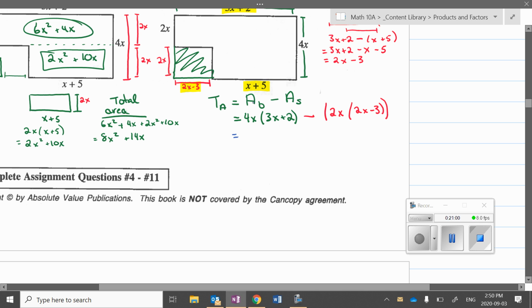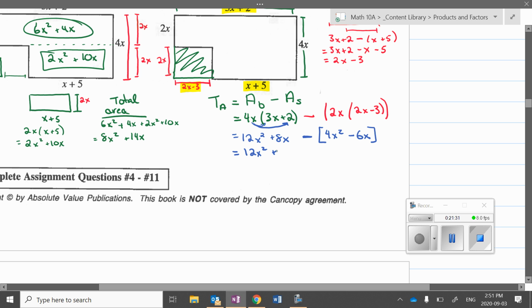So when I'm going to multiply this first piece together, I get 12x squared plus 8x. I'm going to do this in a couple steps because we still have to find the area of our small square. So I'm just going to rewrite that negative sign. And I'm still going to put some brackets in here. 2x times 2x gives us 4x squared. 2x times minus 3 gives me minus 6x. Now I'm going to distribute that subtraction sign through.